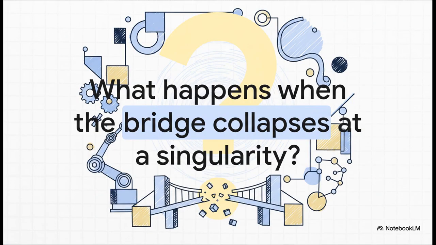But this leaves us with a final fascinating question. We've built this powerful bridge that takes us from the local to the global. But what happens at those special points, those singularities, where the Jacobian determinant is 0, and the bridge itself collapses? Well, that's where things get really interesting.